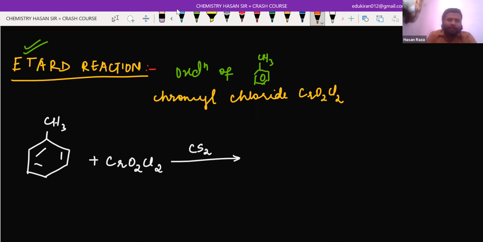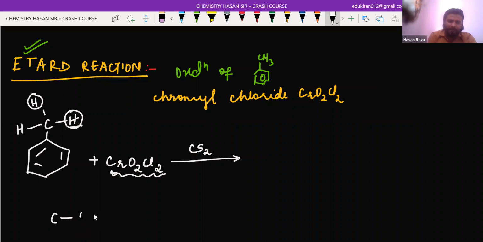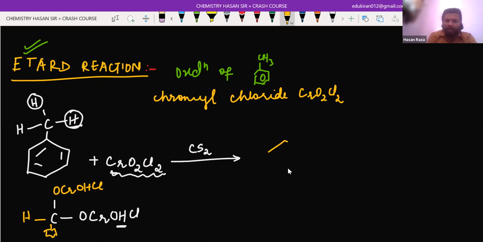See what will happen. There are three hydrogens to this, and two hydrogens will be replaced. Basically, it will be like this. This will come with hydrogen, Cr is there. So I'm going to write this CrO2Cl2 as OCrO, and then comes your H and Cl. Then the next hydrogen will be like this, OCrOH, H is also there, Cl. And the rest part is like this. So this is a chromium complex. One hydrogen is not going to react. Then we can write OCrOHCl2, and since it is twice, I'm going to write twice of this.